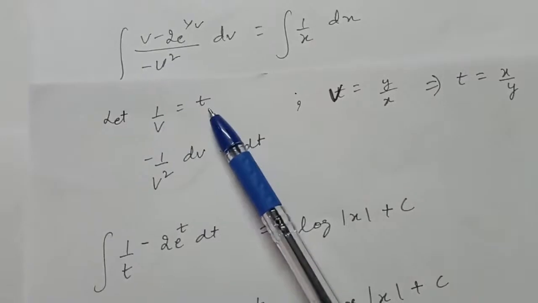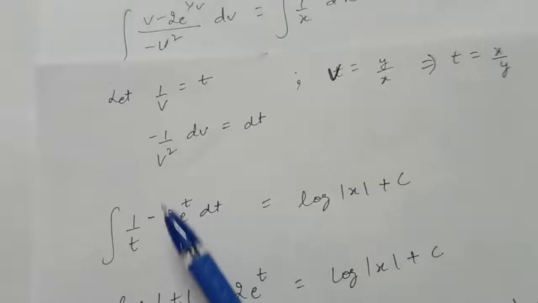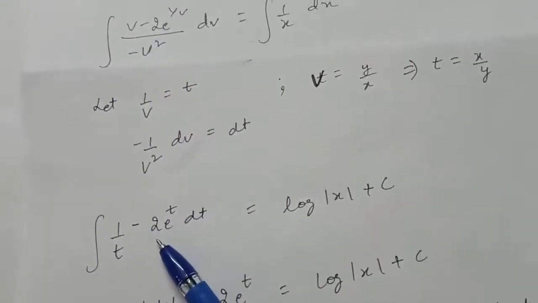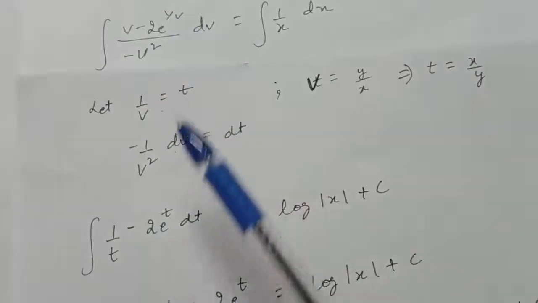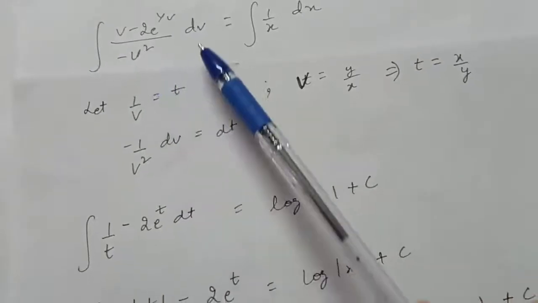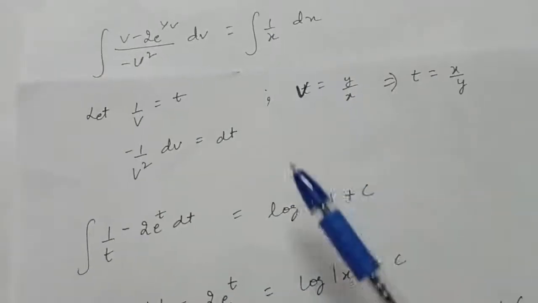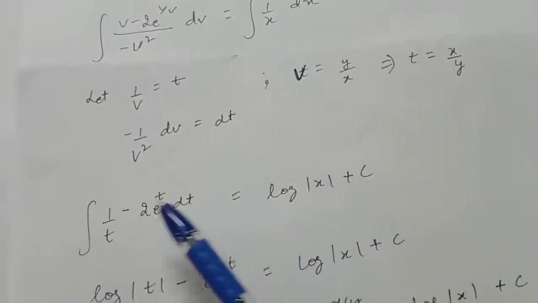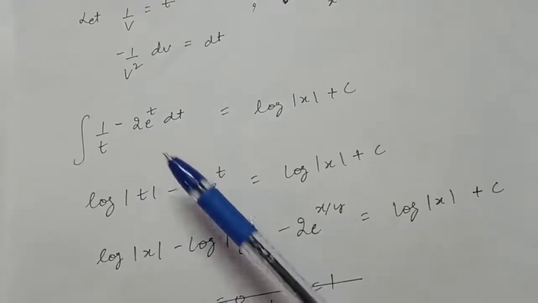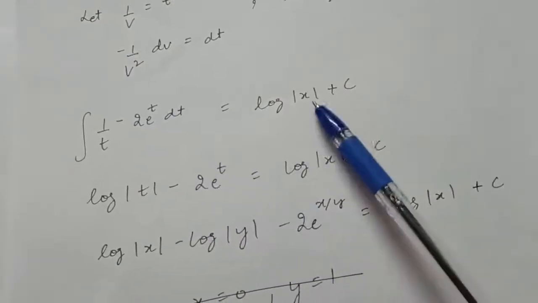Therefore let 1/v equal t. So after differentiating you will get this. Now this integral will become, in place of v, 1/t − 2, in place of e raised to the power 1/v, e raised to the power t, and this −1/v² dv will become dt, equal to integral of this is log mod x plus c. Now integral of 1/t will be log mod t minus twice the integral of e raised to the power t, which is e raised to the power t only, equal to, this is same.